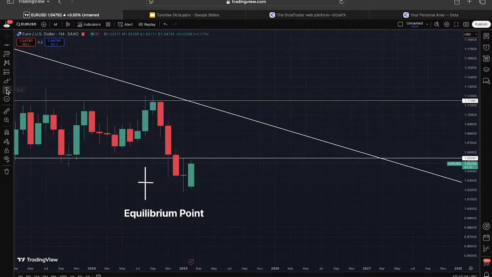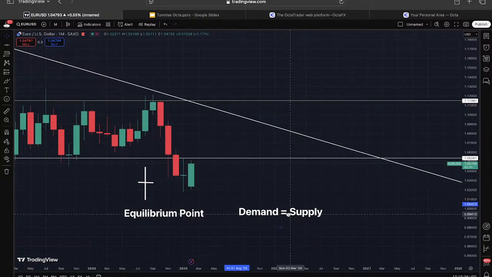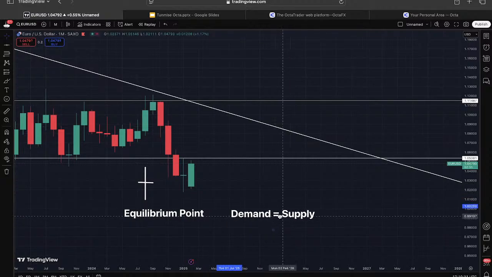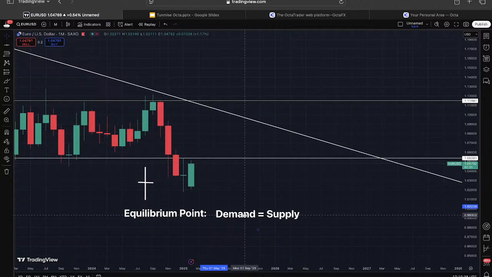Now, equilibrium point is that point where demand is equal to supply. Equilibrium point is that point where what? Demand is equal to supply. That's equilibrium point. The point where what? Demand is equal to what? To supply.